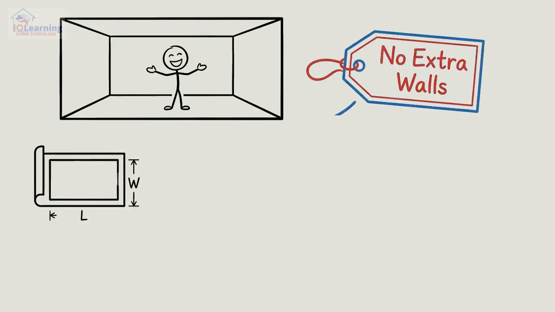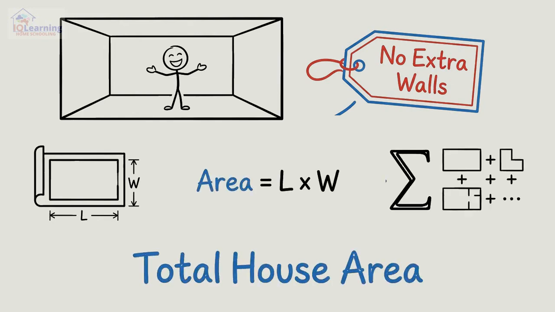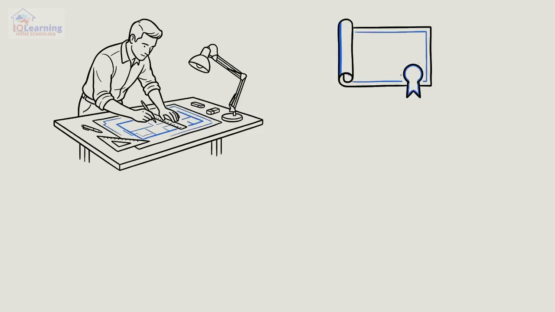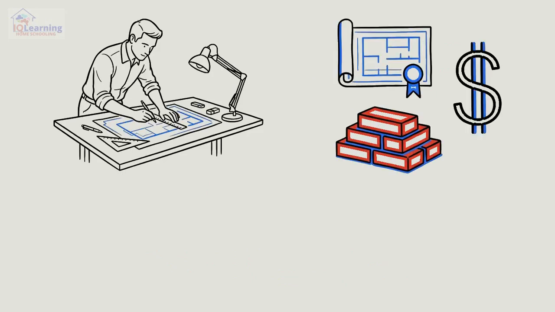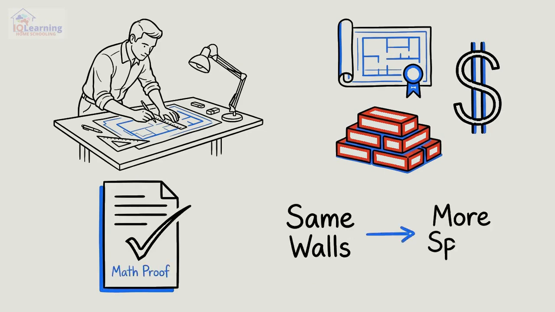After designing each room, calculate its area and perimeter, then add all the areas together to find the grand total area of your house. Architects do this every day to plan space, materials, and costs. Math helps you prove your design works. Same walls, more space, make it square or almost square.